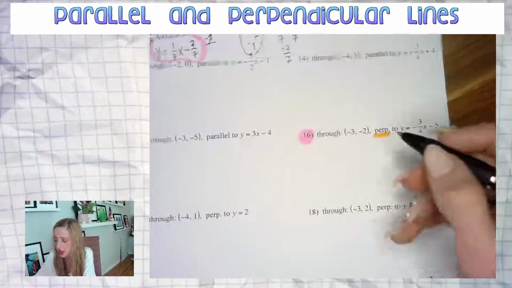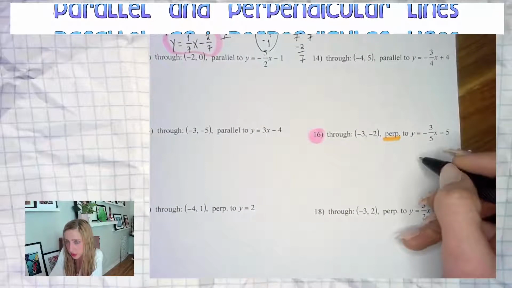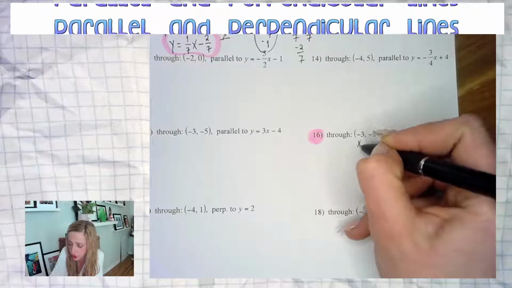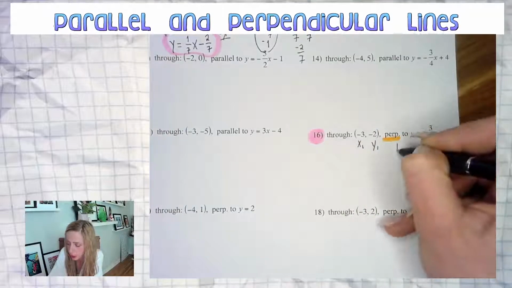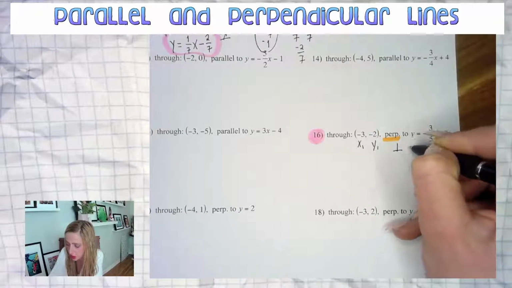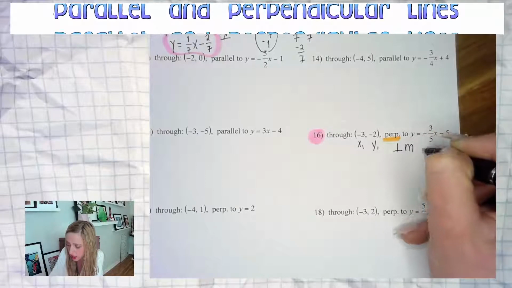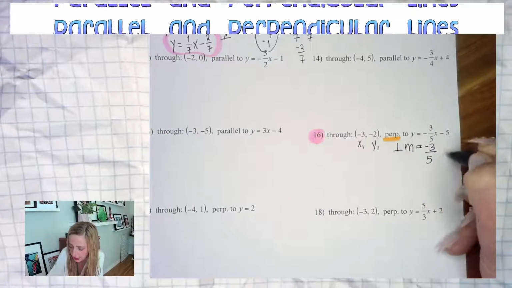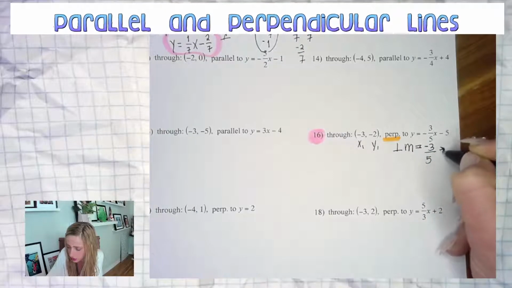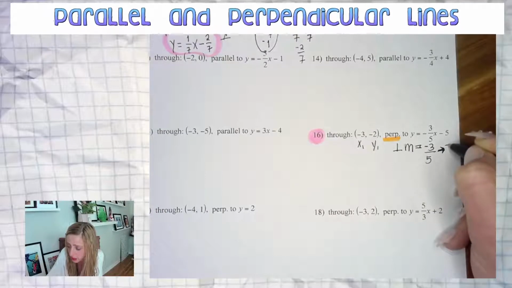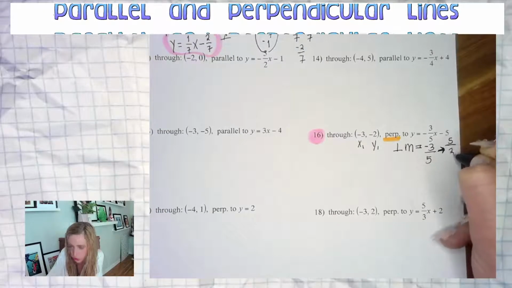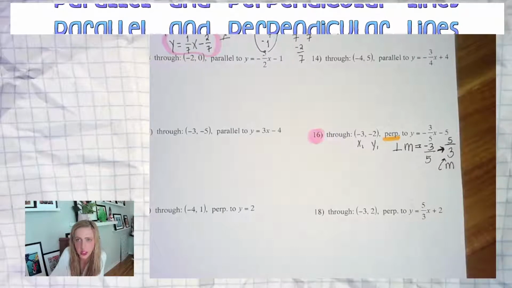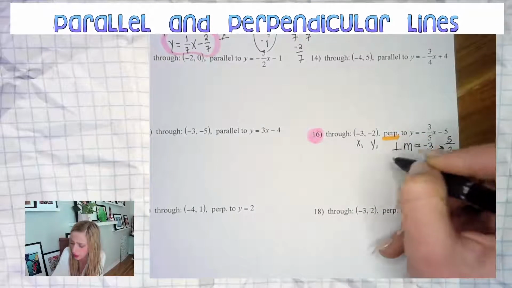Number 16, we're still using slope-intercept form. We want our answer to look like y equals mx plus b, and we want to go through this point, x1, y1, perpendicular to this slope. My slope of this line was equal to negative 3 over 5. I want to change that to the perpendicular slope, and that will be positive 5 over 3. So I'm going to use the slope of 5 over 3 as my new slope. Winner, winner, chicken dinner. And I got my point, and we're going to get moving.